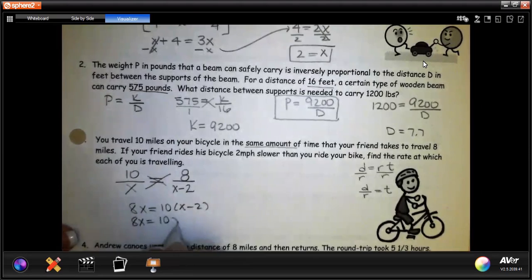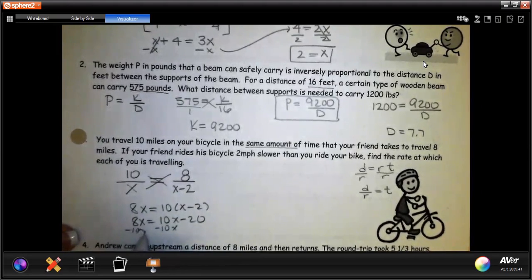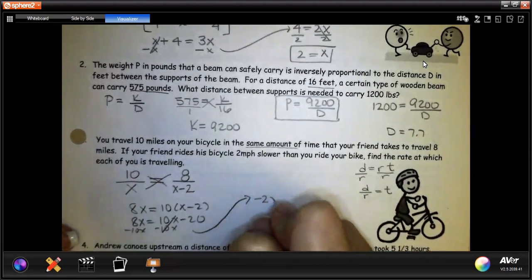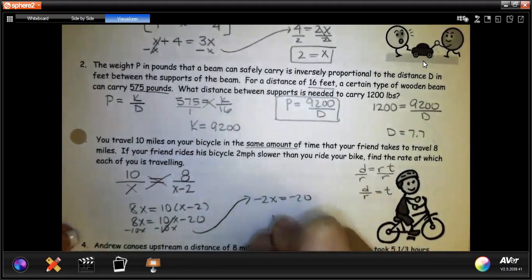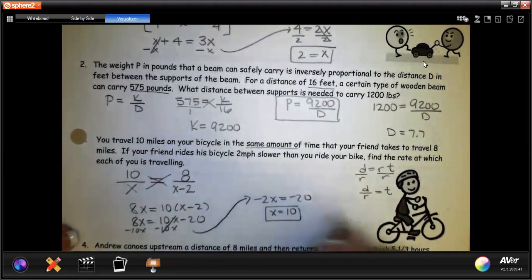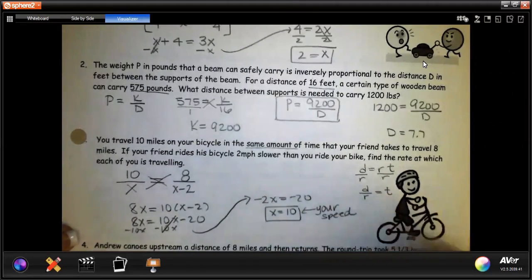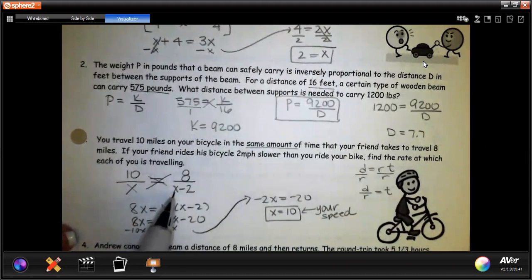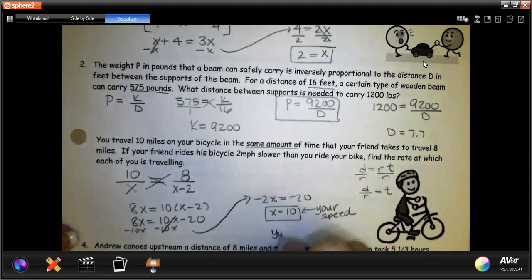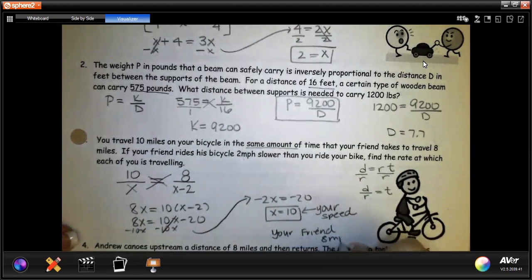We distribute. We're going to subtract that 10x to get it to the other side. I ran out of space. So we've got negative 2x is equal to negative 20. So x is 10. Now that's going to be your speed. To find your friend's, we would have to come back over here and settle this part out. So 10 minus 2 would be 8. So your friend is 8 miles per hour.